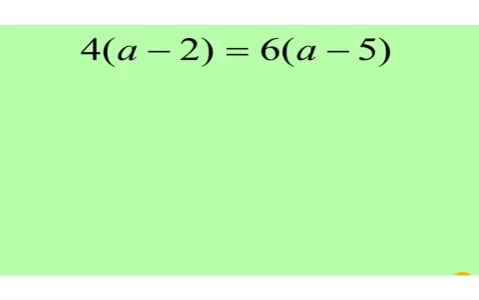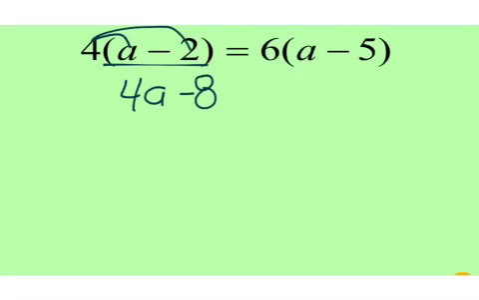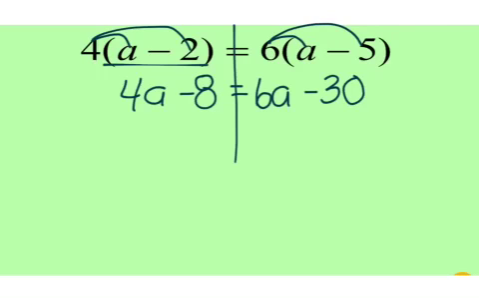Okie doke. So let's try it. We have distributive property on one side. So that's 4a minus 8. Don't forget to distribute to everything. I have distributive property on this side. 6a, negative 30. Okay, here we go. Move the variable. This is positive 4a. Subtract 4a from both sides. So now I have negative 8 equals 2a minus 30.